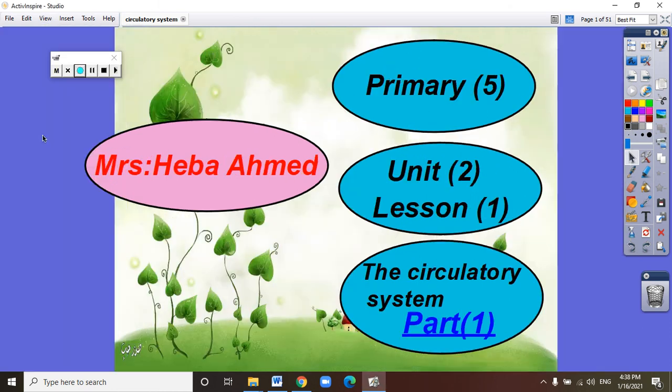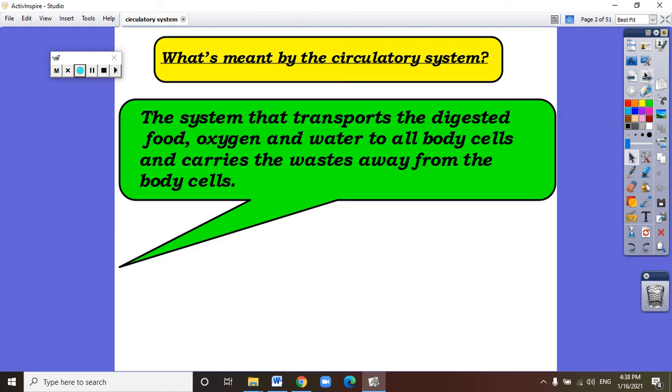Today we will start in Unit 2 and we will take Part 1 from Lesson 1, which is the circulatory system. What is the circulatory system? The circulatory system is the system that transports digested food, oxygen and water to all body cells and carries the wastes away from the body cells.